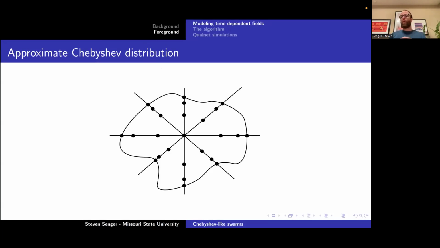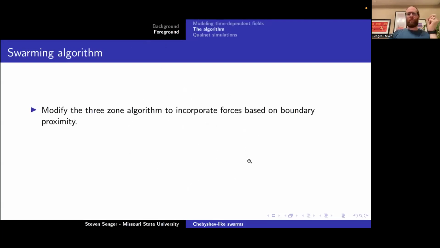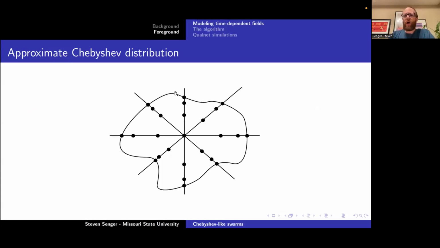Okay, so what we're going to try to do is take our 3-zone swarming algorithm and somehow modify it to get this emergent behavior. Do you remember at the beginning where I said, I want an emergent behavior? I want something like this to come from very simple rules applied to a whole bunch of simple autonomous mobile robots. So, like I said, we're going to modify the 3-zone swarming algorithm, but we're going to incorporate forces based on boundary proximity. So as robots get close to the boundary, there's going to be a little bit more weight put on some other factor in the decisions on where it moves.